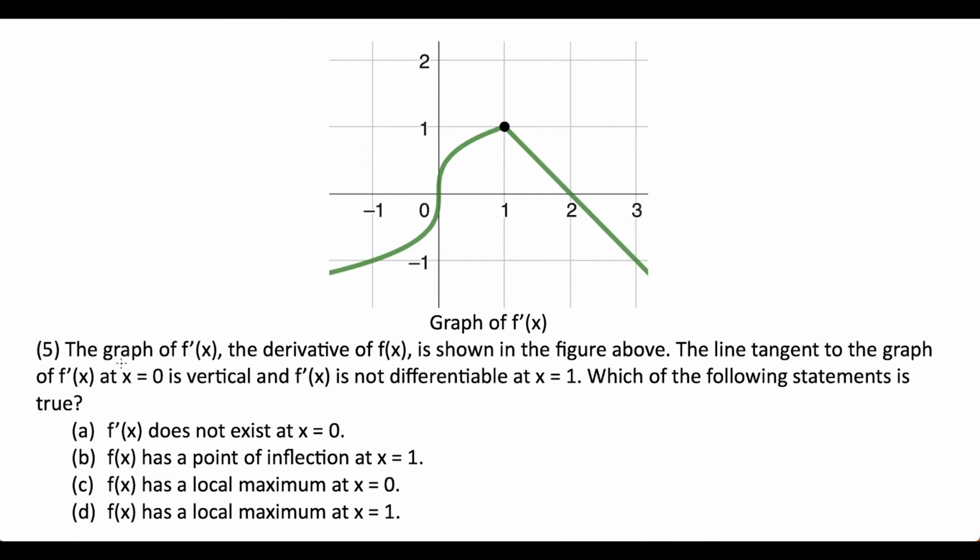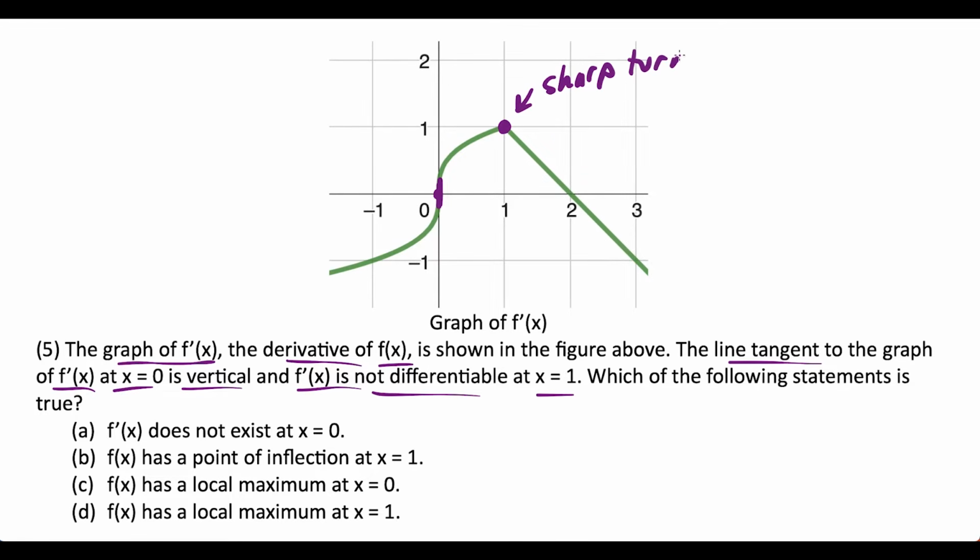So question 5, we have a graph of f prime, the derivative of f, and what we have is the line tangent to the graph of f prime at x equals 0 is vertical, and then we have f prime is not differentiable at x equals 1. Which of the following statements is true? Well, let's just draw that in over here. So at x equals 0, we have a vertical tangent, and then we have that f prime is not differentiable at x equals 1, so we have a sharp turn here.